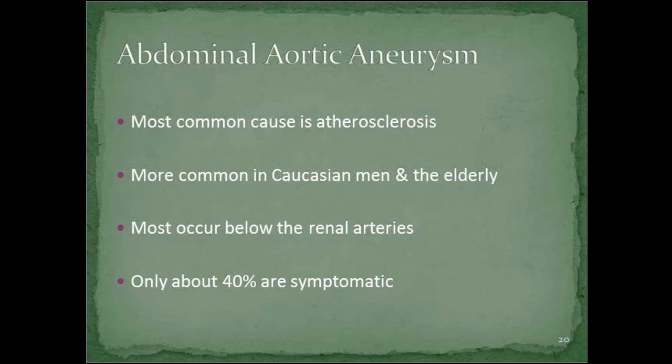Most of them occur below the renal arteries. Okay, so if you think about anatomy and you think about blood flow, if the aneurysm is below the renal artery, then blood flow to the kidneys should not be impaired. But if it's an aneurysm that is either right at the level of the renal arteries or above the level of the renal arteries, then it can impair blood flow to the kidneys and it can put the patient into renal failure.